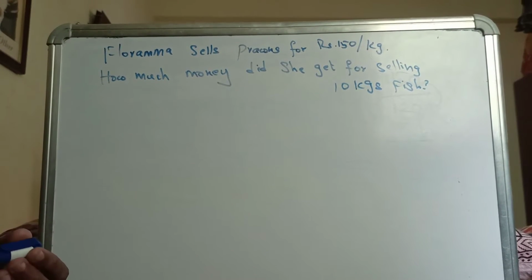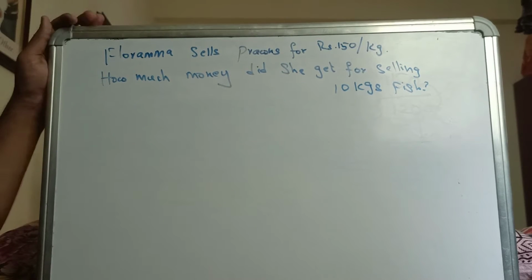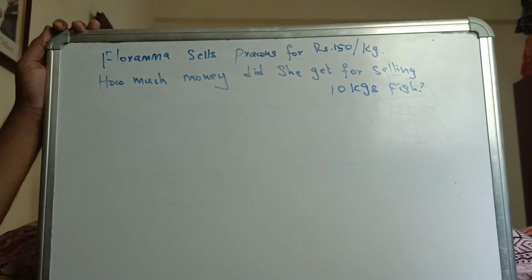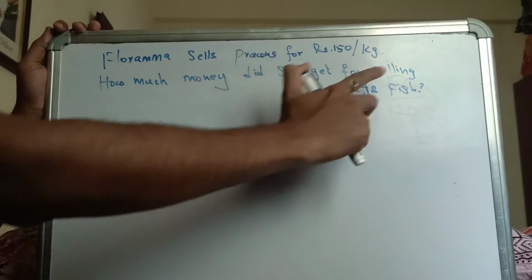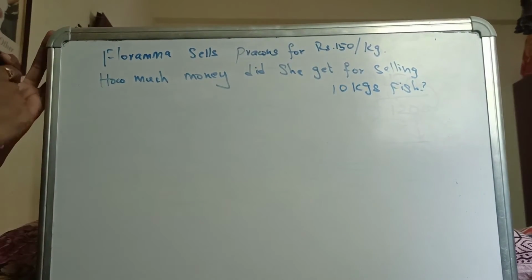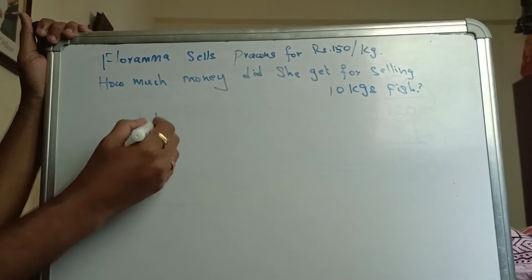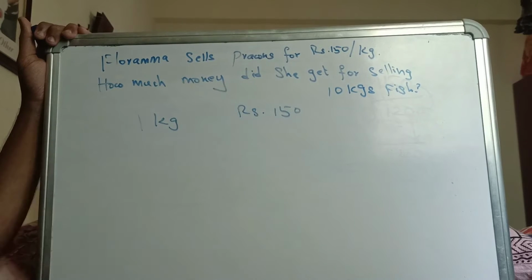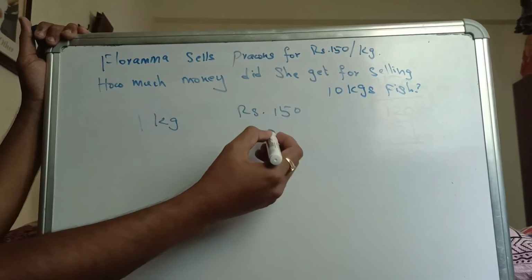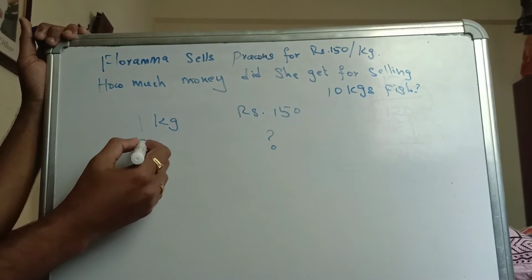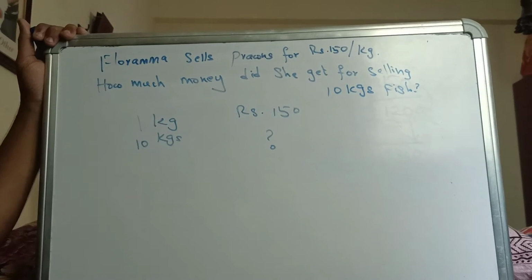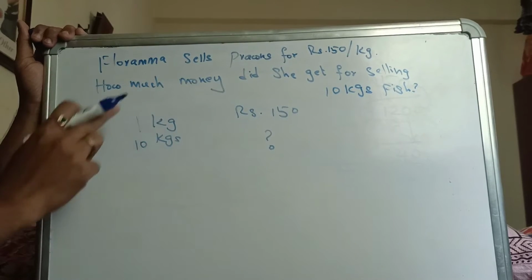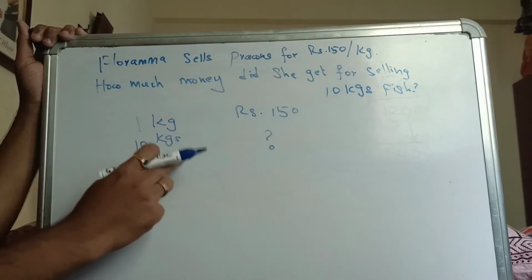Okay, now let's see another question given in your chapter. Florama sells prawns for rupees 150 per kg. How much money did she get for selling 10 kgs of fish? So Florama sells 1 kg of prawns for rupees 150. How much money did she get for selling 10 kgs of prawns? So the question mark should come under money. 1 kg rupees 150, 10 kgs how much?